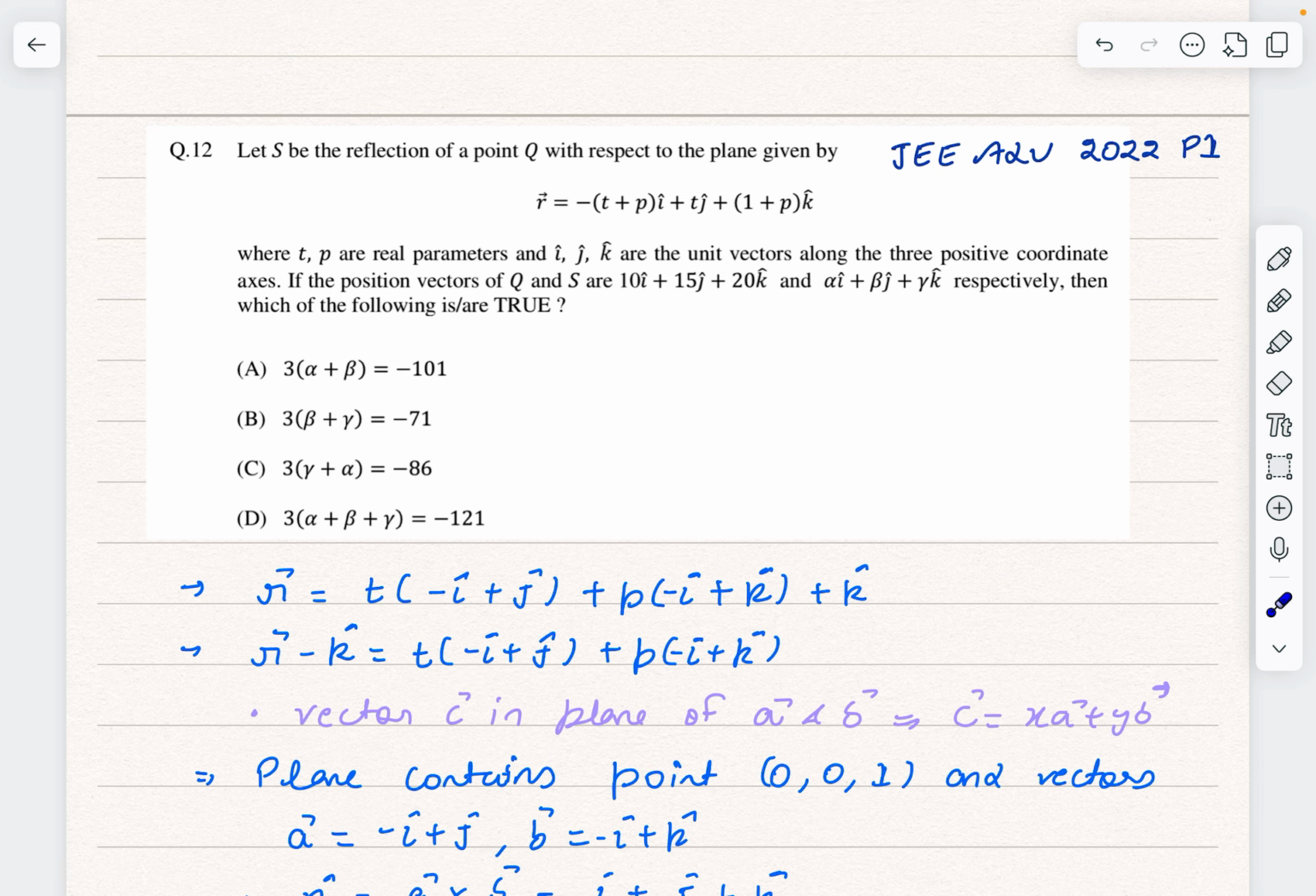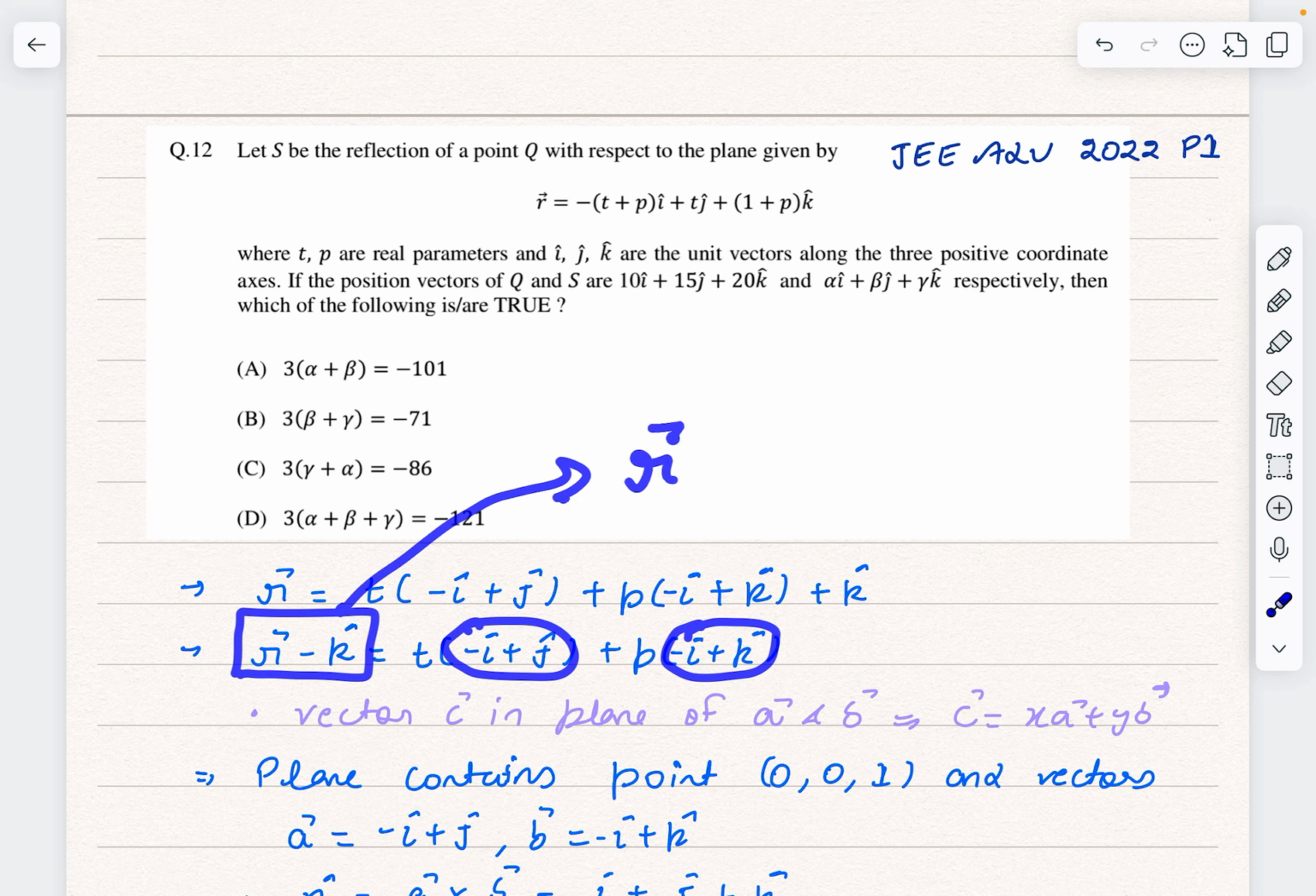Now, how do we see this? You might have come across this thing that a vector C in the plane of vector A and vector B we can write as C vector equal to xA plus yB. So if you compare that here, this becomes the C vector. It is in the plane of vector A and vector B. And how do you see this C vector? You see, C vector is formed by 2 points.